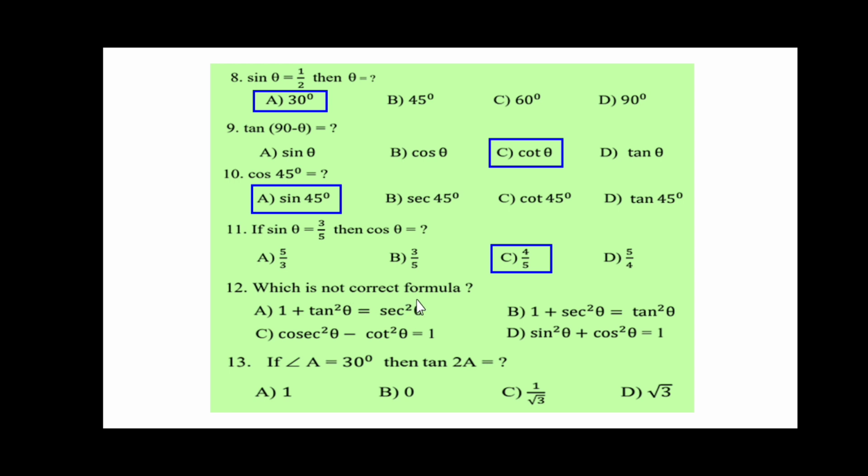Which is not a correct formula? 1 plus tan square theta is equal to sec square theta. This is a valid one. 1 plus sec square theta, we can't say. This is not a valid one. Cosec square theta is equal to 1 plus cot square theta, or cosec square theta minus cot square theta is 1. And this is also sin square theta plus cos square theta is equal to 1. And the option B is not right. So it is a wrong formula. The last problem: if angle A is equal to 30, then tan 2A is equal to what? Tan of 60 in short, and that value is root 3 here.